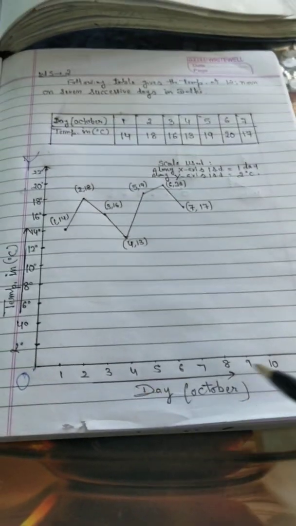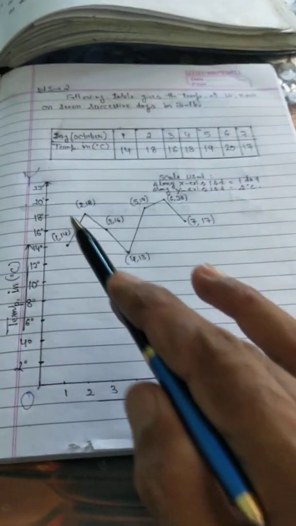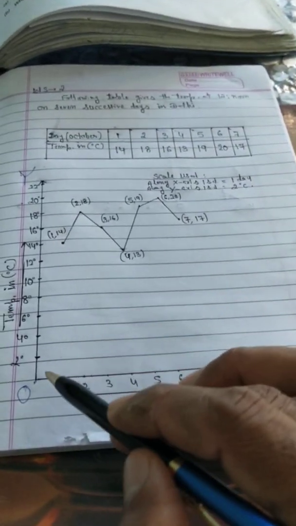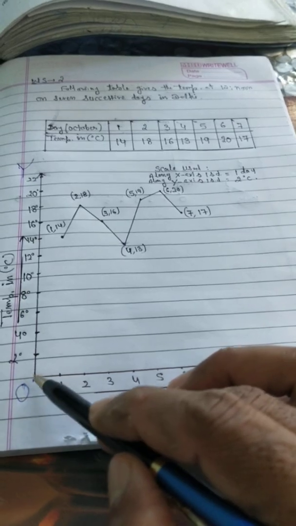One is the x-axis, a horizontal line, and the other is the y-axis, a vertical line, and both meet at a point O. O is called the origin, with coordinates 0, 0.